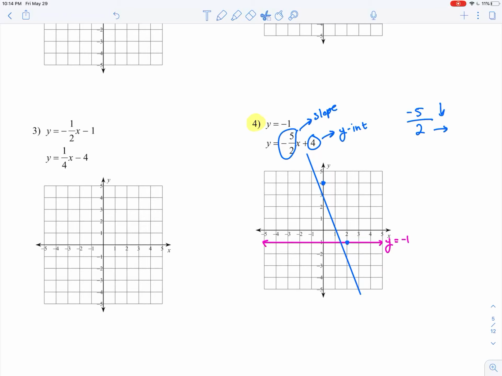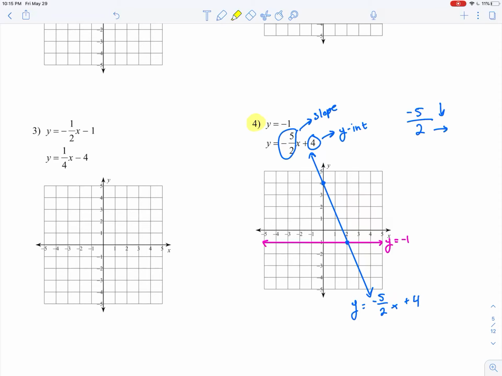Not quite. Let's see if I can move this. No, that's not what I want. Okay, let's just start over. No, it must go through both points. There we go, that's much better. Alright, and this is my line y equals -5/2 x plus 4.